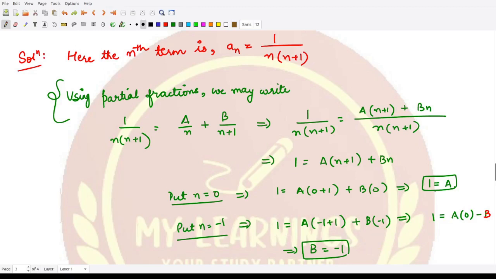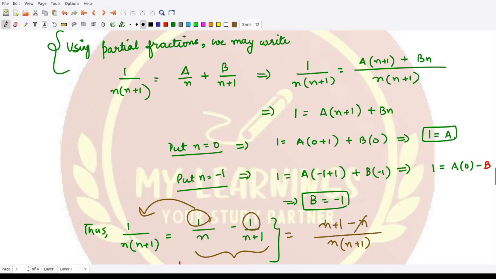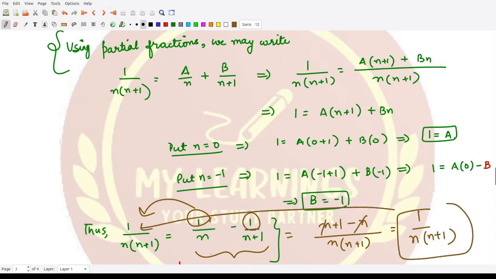Once we obtain the values of a and b, we can substitute them here, so that we would have our nth term as 1 by n minus 1 upon n plus 1. And actually you can verify whether this is equal to the original term or not. You can take the LCM here. Here we would have 1 into n plus 1, and here we would have minus n. So this n and n would cancel, and you see this is nothing but the same term, just written in some other form.